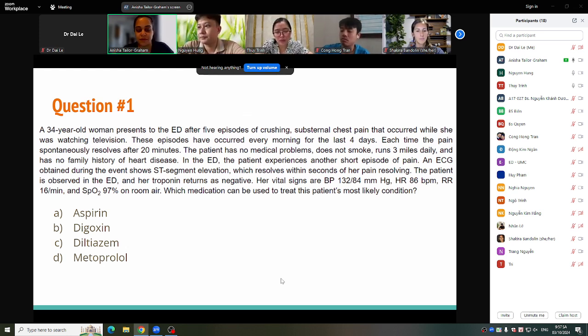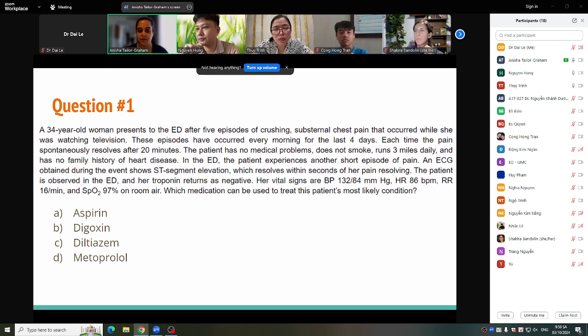A 34-year-old woman presents to the emergency department after 5 episodes of crushing substernal chest pain that occurred while she was watching TV. These episodes have occurred every morning for the past 4 days. Each time, the pain spontaneously resolves after 20 minutes. The patient has no medical problems. She does not smoke, runs 3 miles daily, and has no family history of heart disease.